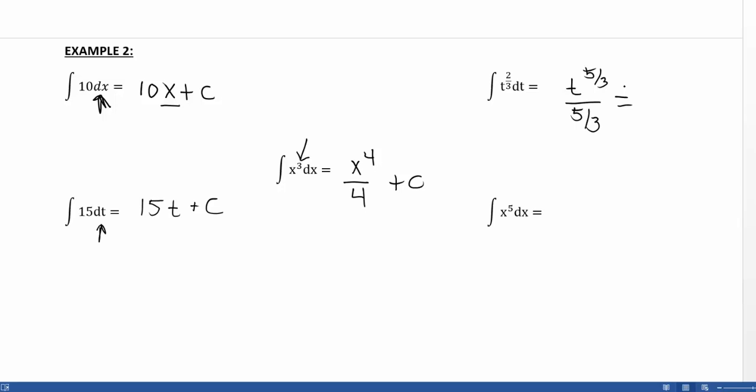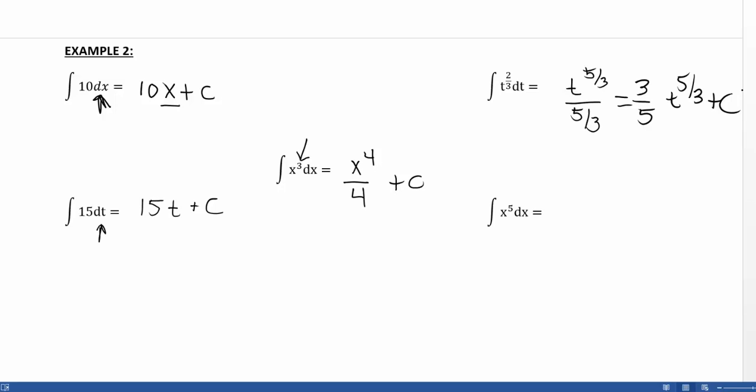Instead of dividing by 5/3, that's the same thing as multiplying by 3/5. So 3/5 t to the 5/3 plus c. Be really, really careful when you have functions that have fractions in the power.